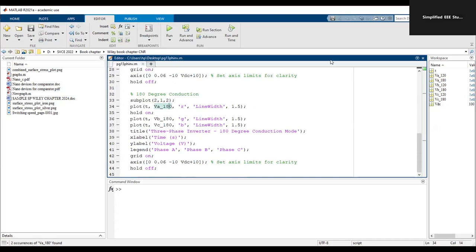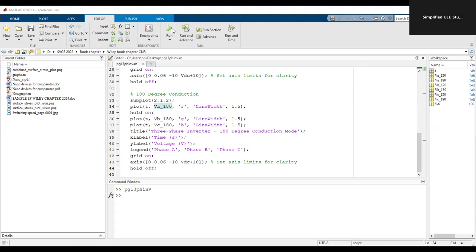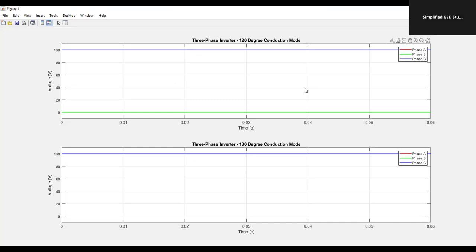Now I'll be running the program. Let me run the program. I have run the program. Now I'll be taking you to the waveforms. Let me share the screen. While talking about the waveforms, yes, I have obtained the waveforms for 120-degree and 180-degree conduction. You can observe how the conduction is getting varied.